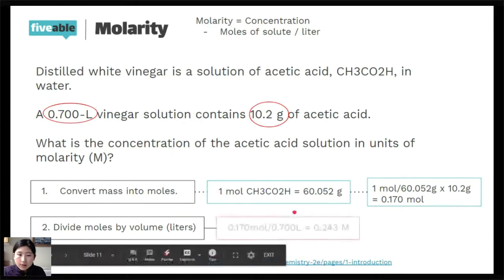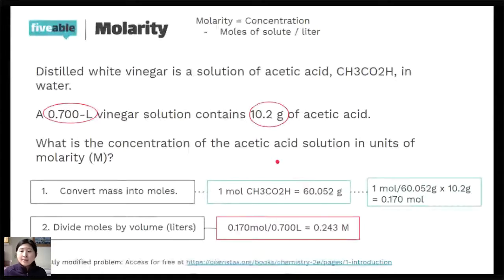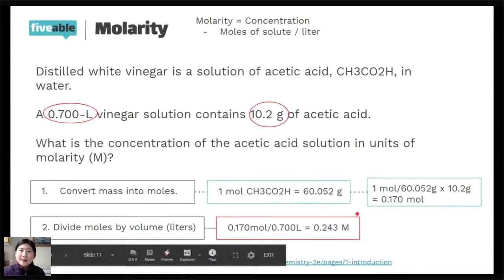So we're going to divide the moles, the amount of acetic acid we have, by the volume, which is 0.700 liters, and that will equal 0.243 moles per liter, or molarity. We use a capital M to indicate molarity and to separate that from moles, or from mass. Usually we don't use mass, but if we were to, we would use grams, or kilograms, but we usually use grams.